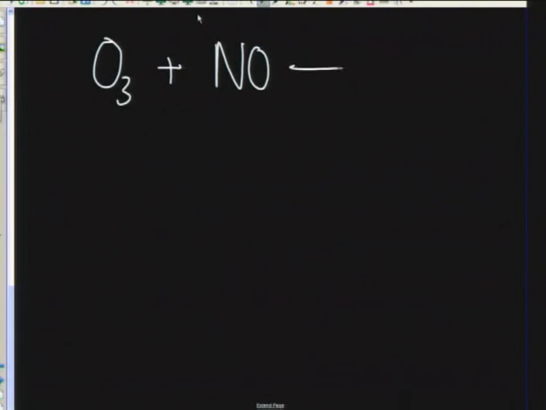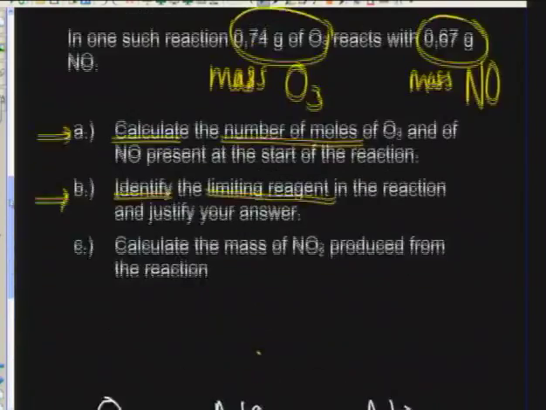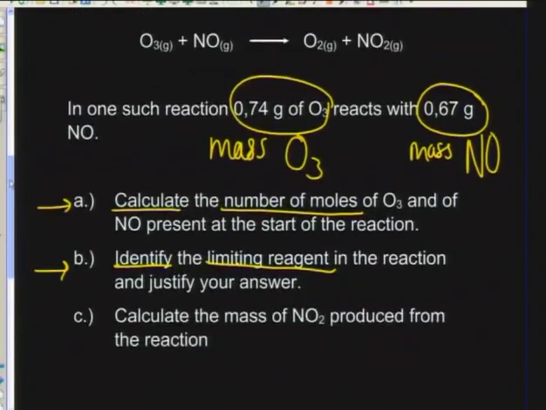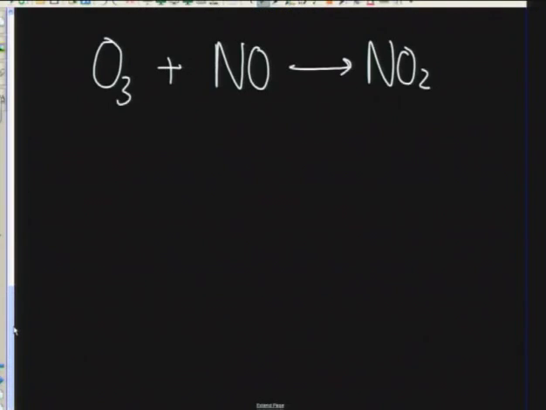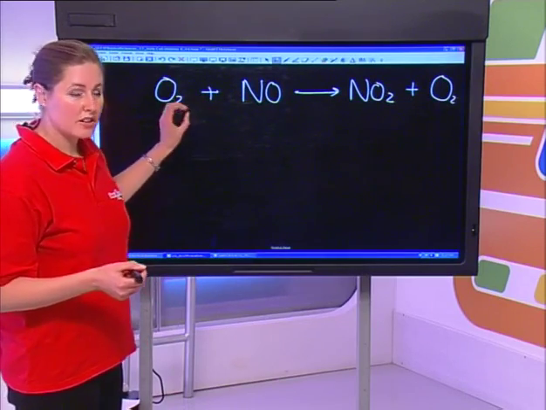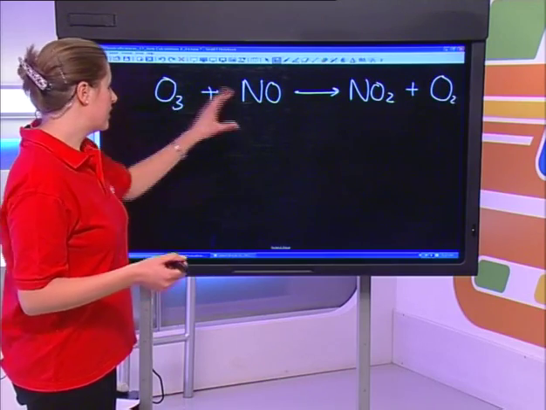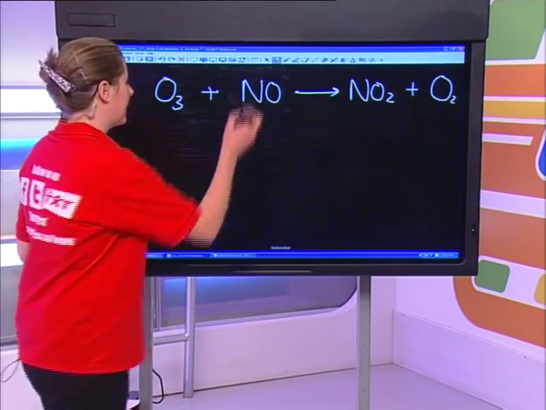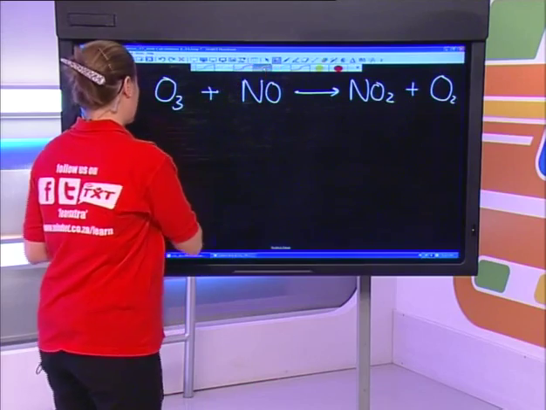This stuff forms NO2. Let's just check quickly that we've got the correct equation, plus oxygen, plus O2. You might notice I look like I'm cramming that in on the side. It's specifically because I want us to compare these two substances, the ozone, the O3, and the NO, because that was what I was given information about.